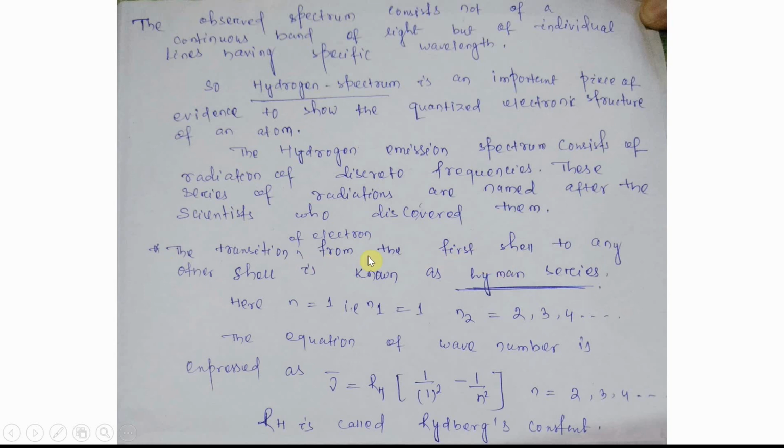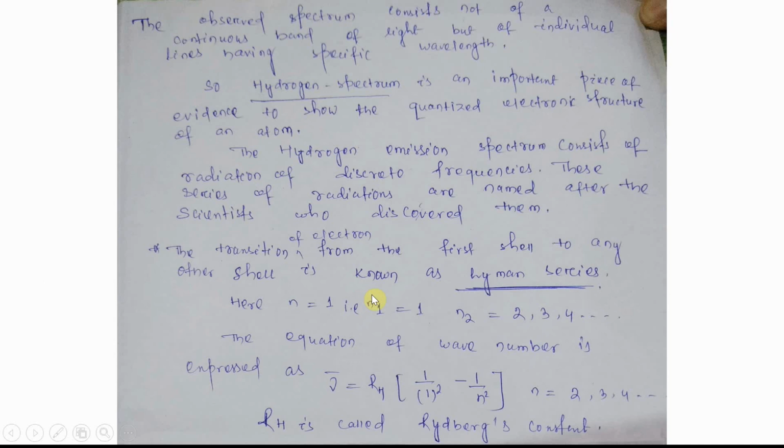The transition of electron from any other orbit to the first shell is known as the Lyman series. I am repeating again: you have to note down that the transition of electron from any other orbit to the first shell is known as the Lyman series. And when all the spectra are coming down from any other series, I have to show you that figure later. You have to remember this one.